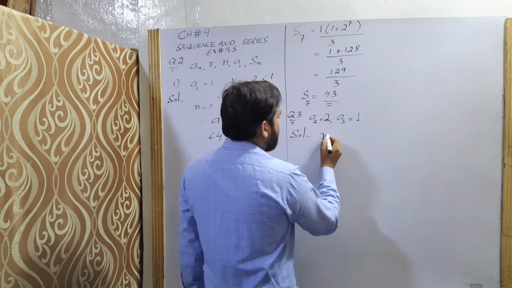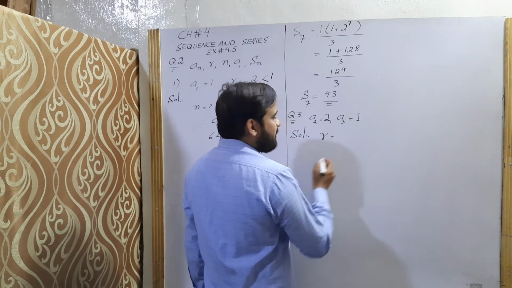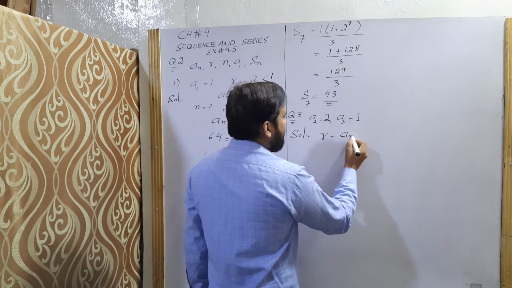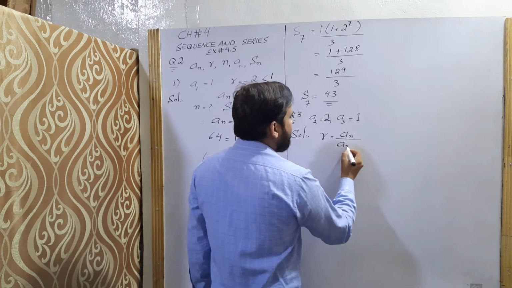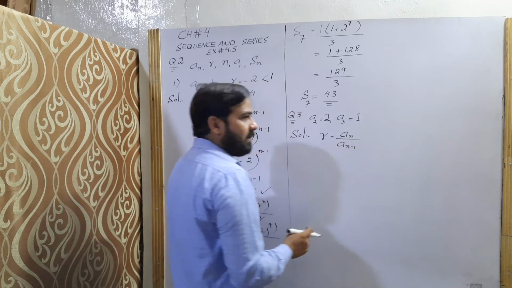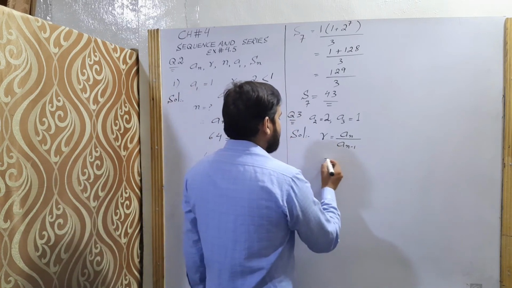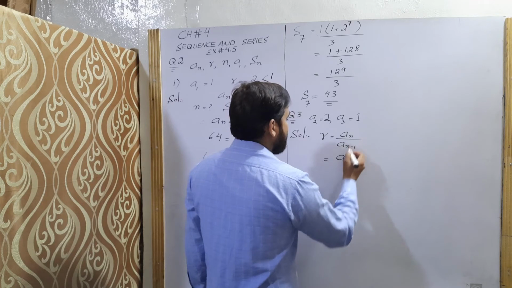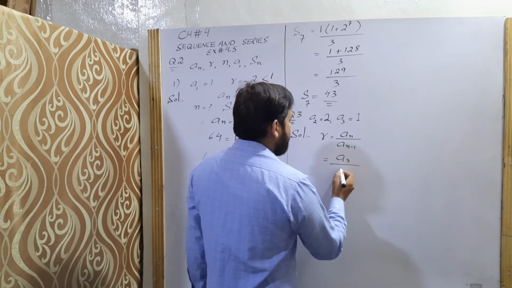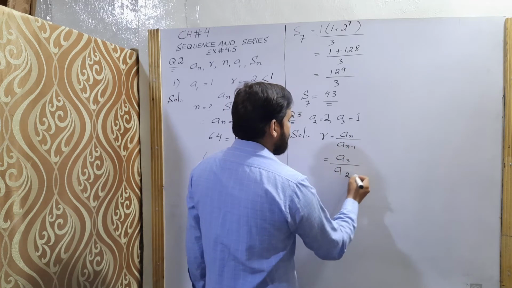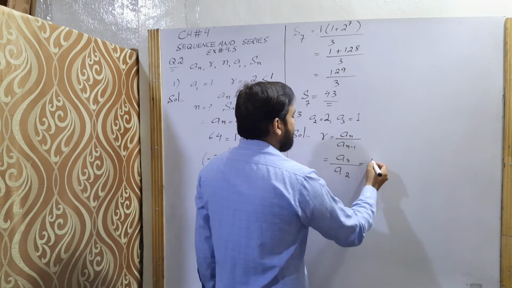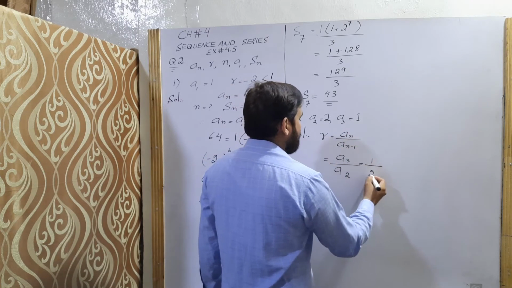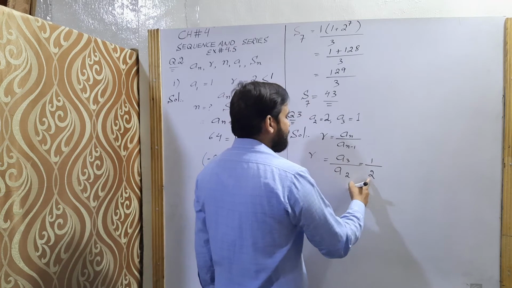Definition of common ratio is an divided by an minus 1. We already have discussed in theory. So put n is equal to 3, 3 minus 1, this is 2, a3 is given which is 1, a2 which is given 2. So in this case r value is 1 by 2.